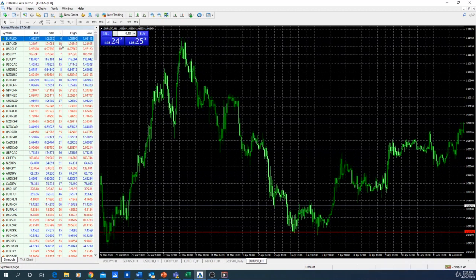Why? Because once again, here the value is in pipettes. So in this case, it's written 6, but it's not 6 pips. It's 0.6 pip. Why? Because here, what they write is simply the difference between this value and this value. And the difference between those two values is 0.6 pip. So it's very simple.